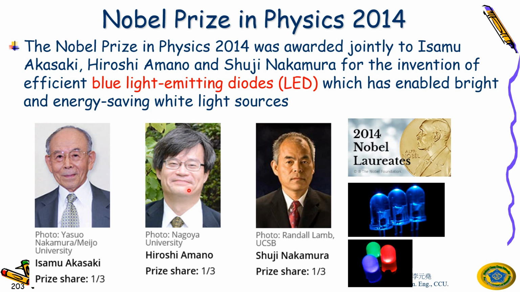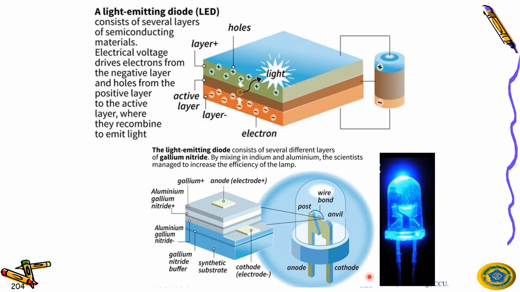And these three gentlemen created this blue light. When I was young, I could see only red light and green light. There was no blue light LED until recently. So you can make white light with the combination of these three. So you can get a lot of applications. Okay, so this is the principle of the light emitting diode. I don't have time to talk about this in detail. Please read this by yourself.